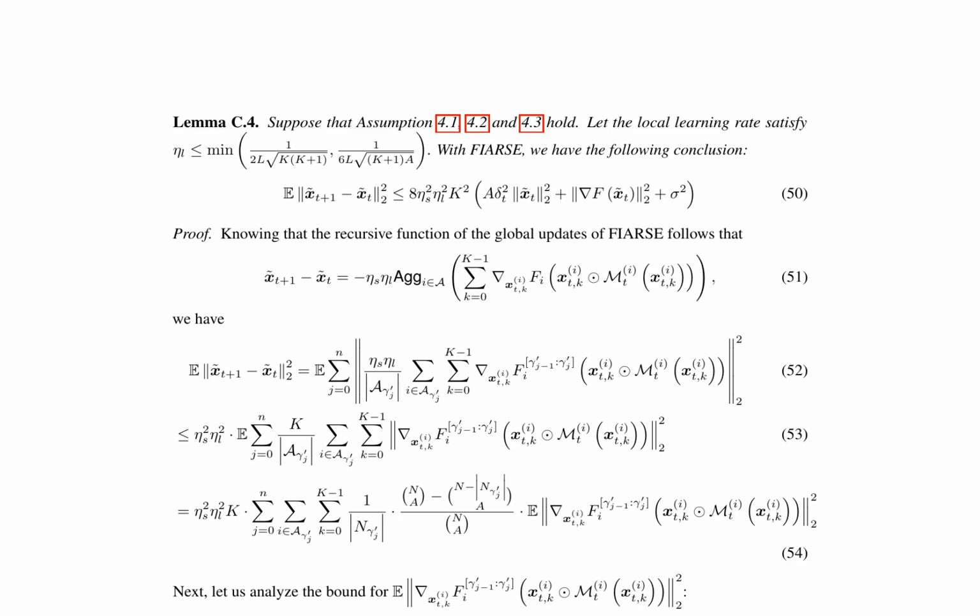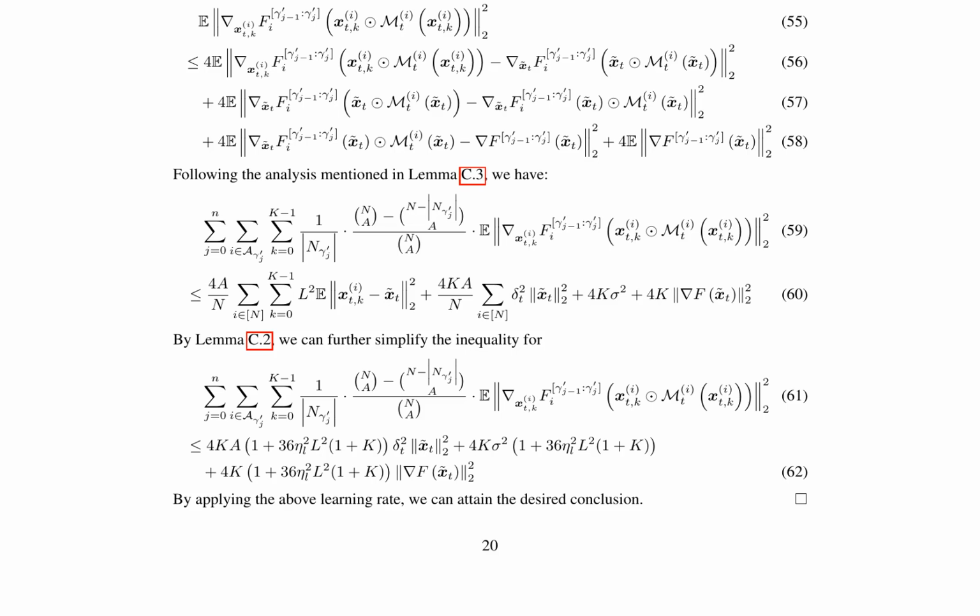The authors present lemma C4, which states that under certain conditions, the FIARSE algorithm satisfies the inequality: the expectation of the squared L2 norm of x tilde t plus 1 minus x tilde t is at most 8 eta S squared eta L squared k squared times a delta t squared times the squared norm of x tilde t, plus the squared norm of the gradient of f at x tilde t, plus sigma squared.